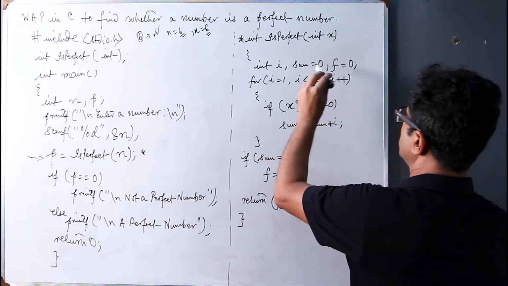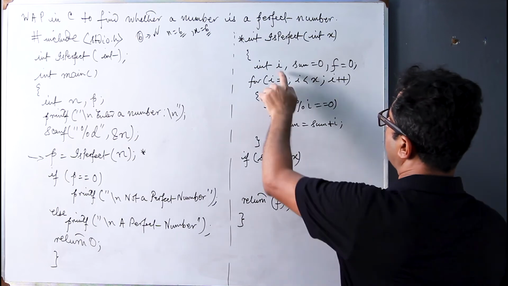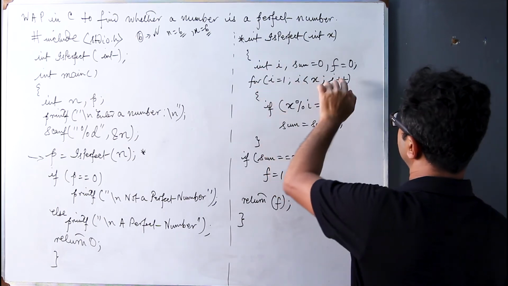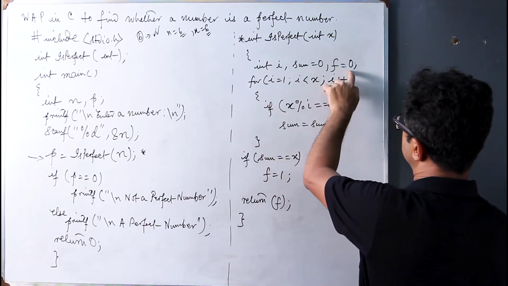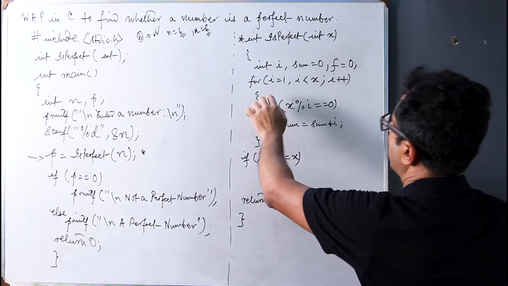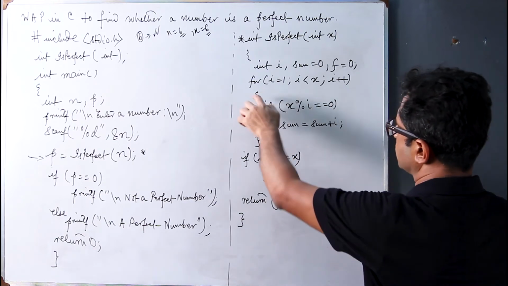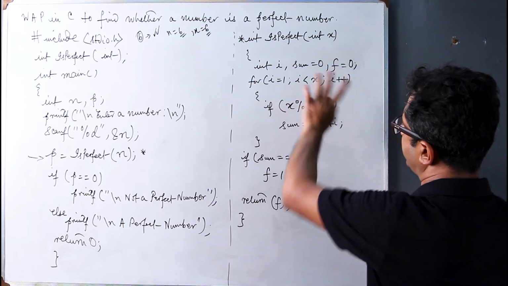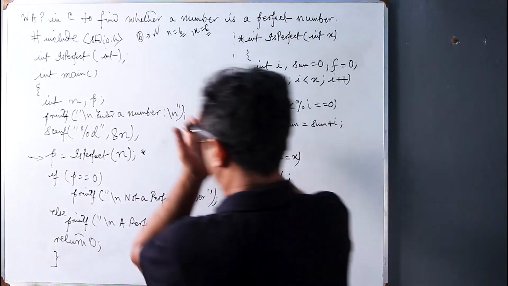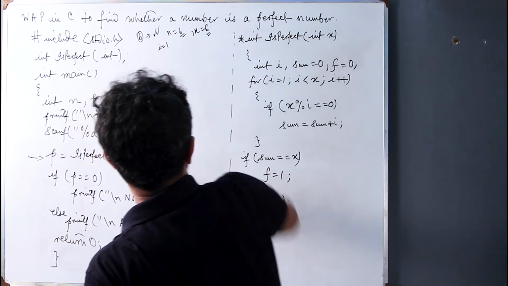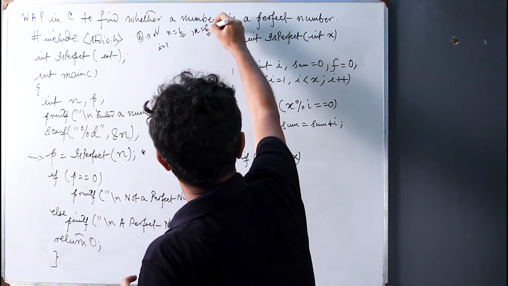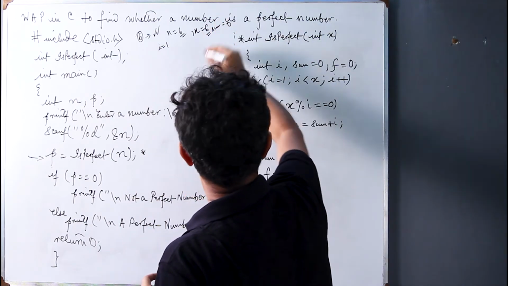So this sum is initialized to 0 beforehand. I is the loop variable or the iteration variable. F is equal to 0 is the condition or the control variable. And this is the iterative logic. For I equals 1, I less than x. Let me see. For I is equal to 1, I is now 1. Sum is equal to 0.